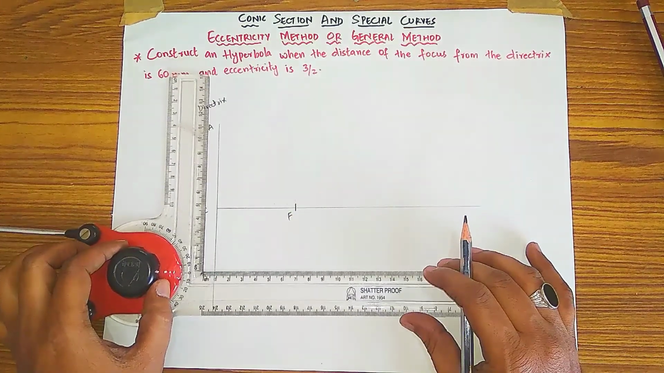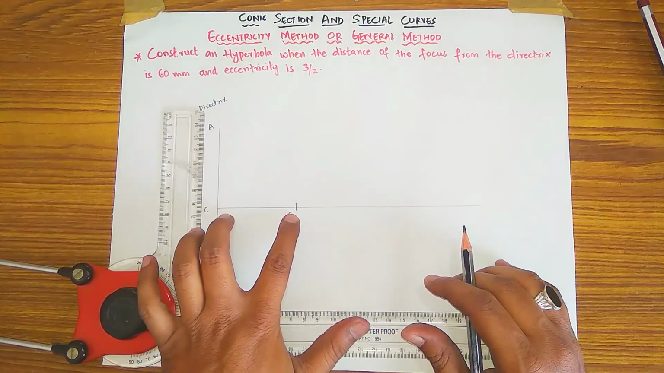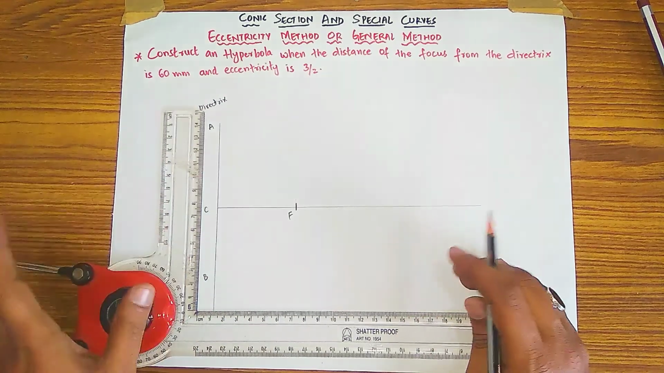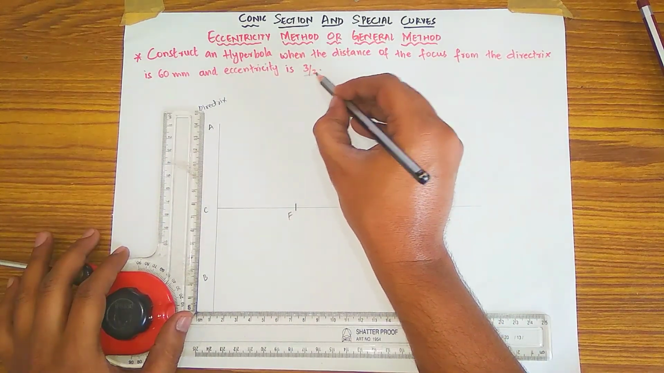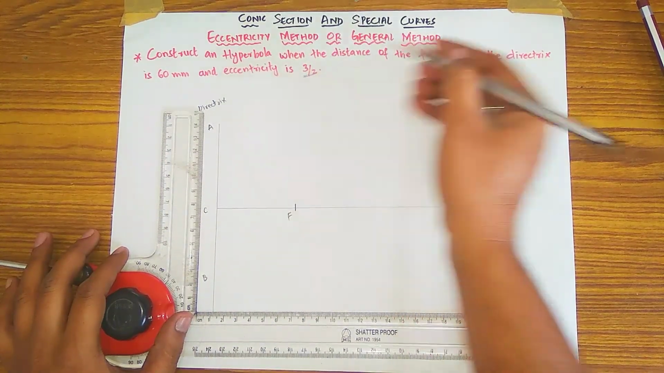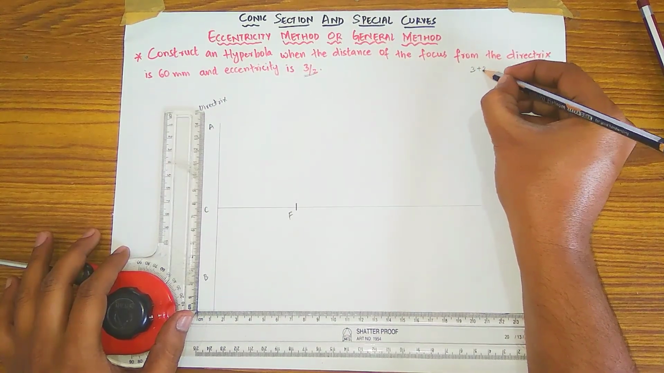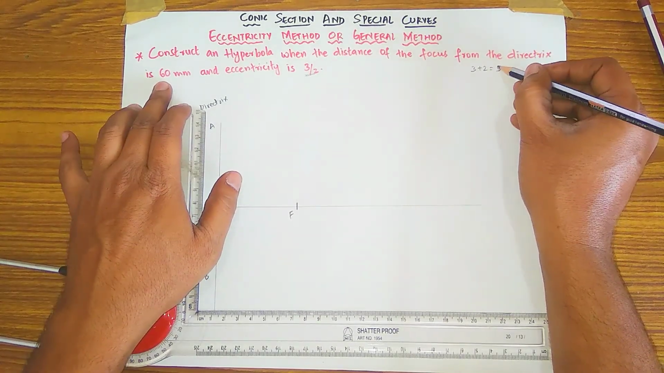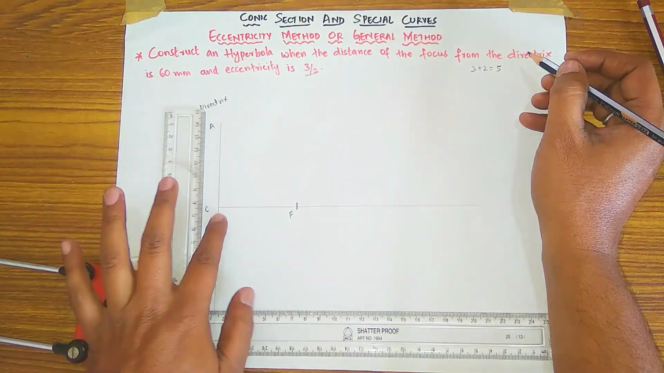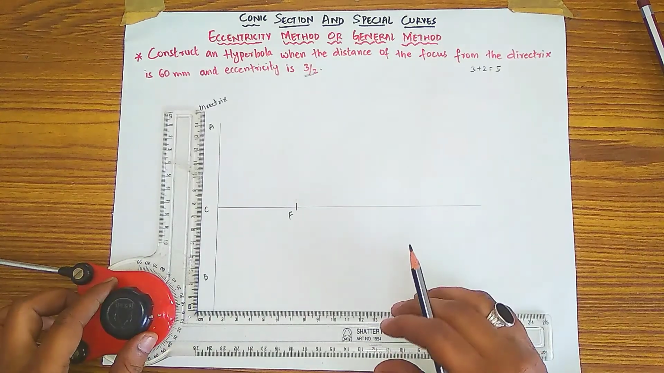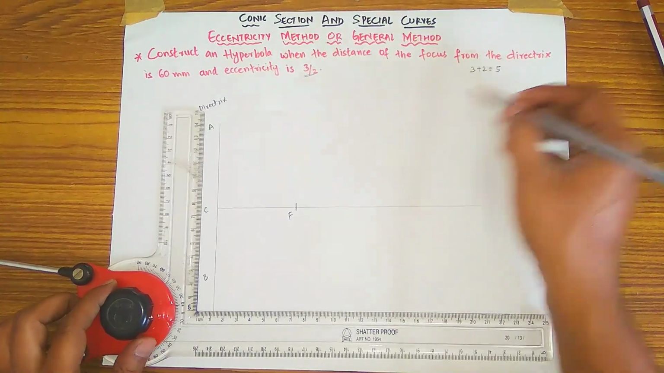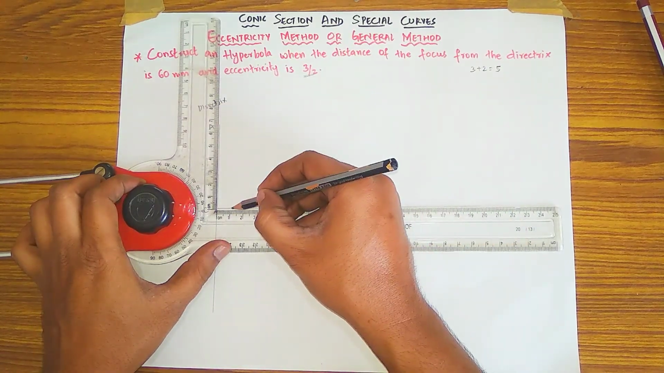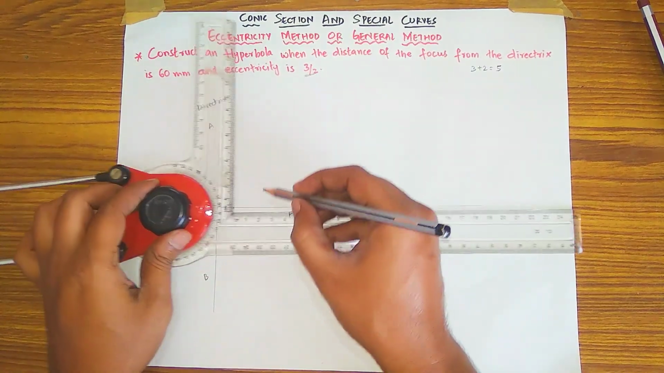Then you have to divide this 60 mm into some equal parts. How to divide? You have to come to the eccentricity. How much eccentricity is given? 3/2. So you have to add this 3 plus 2, and that answer will be 5. Means you have to divide the 60 mm into 5 equal parts. Means 60 divided by 5 will be 12 mm, so you have to divide it into 5 equal parts like this.